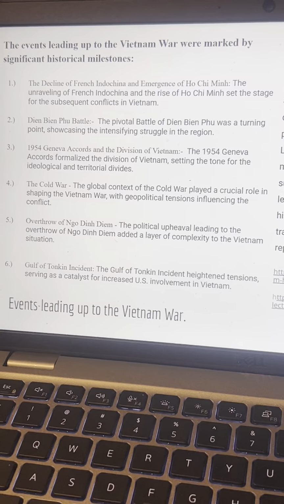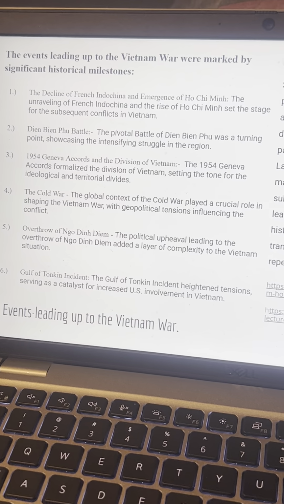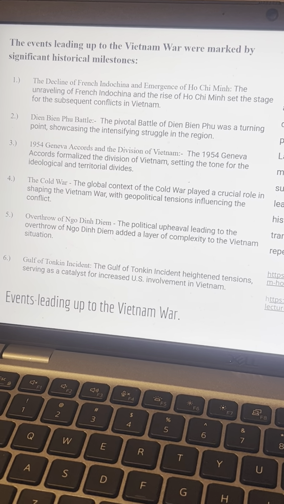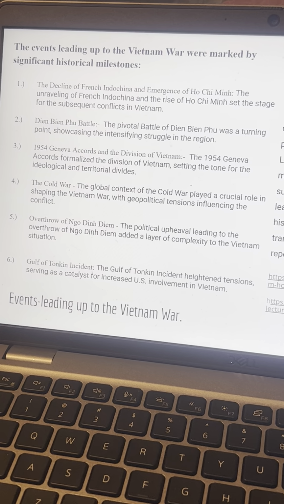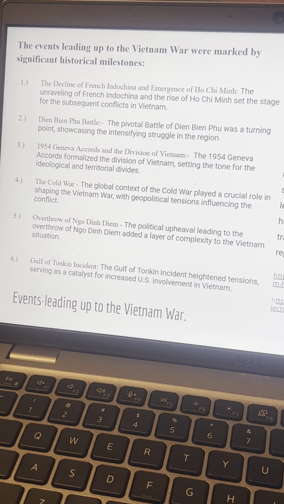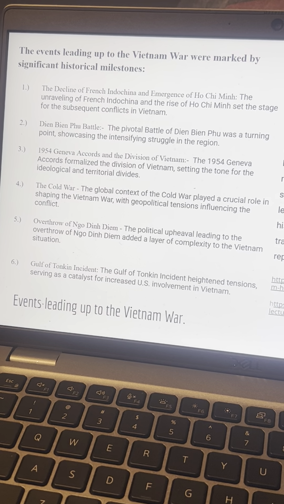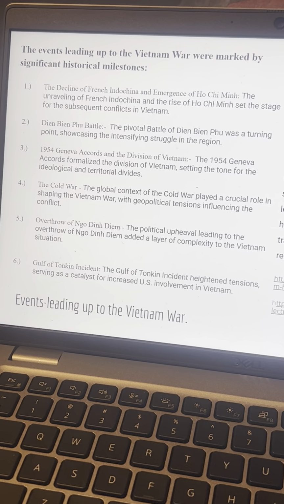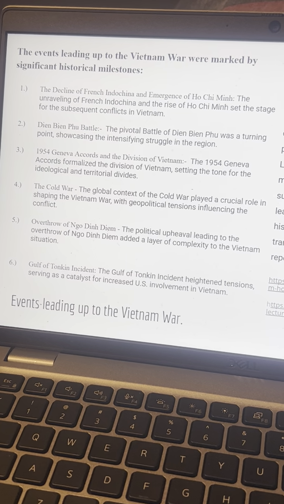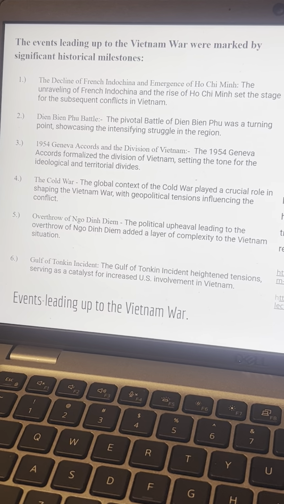So, here we go. The events leading up to the war, because wars don't usually just start with one event. The decline of French Indochina and the emergence of Ho Chi Minh, the Battle of Dien Bien Phu, the 1954 Geneva Accords and the division of Vietnam, the Cold War, the overthrow of Ngo Dinh Diem, and also the Gulf of Tonkin incidents. And that was the one that really heightened the tensions, serving as a catalyst for increased U.S. involvement in Vietnam. So each of these events really played a huge critical role in making this war happen.